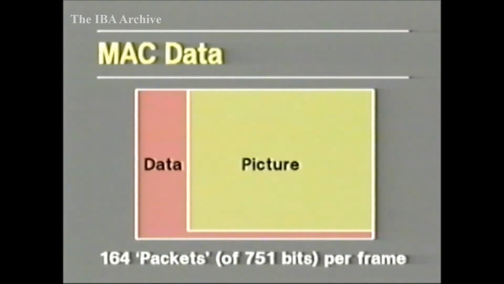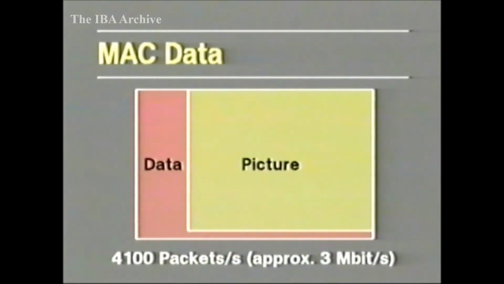Each complete 625 line picture frame carries more than 120,000 bits, and this is divided up into 164 packets of 751 bits. The packet scheme allows great flexibility, since individual packets may be assigned to various services, either sound or data channels. The digital data stream carries a total of 4,100 packets per second. It's equivalent to a data rate of around 3 megabits per second.